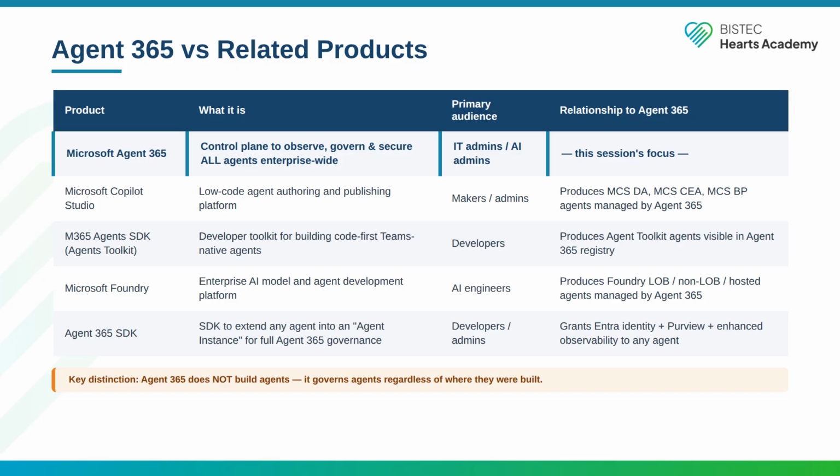The Agent 365 SDK is the mechanism that extends any agent into an agent instance, the premium governance tier that grants an agent an Entra identity, Purview coverage, enhanced observability, and IT-applied policy templates. This is what we use in Hour 3. The key distinction to carry through the entire session: Agent 365 does not build agents. It governs agents regardless of where they were built.